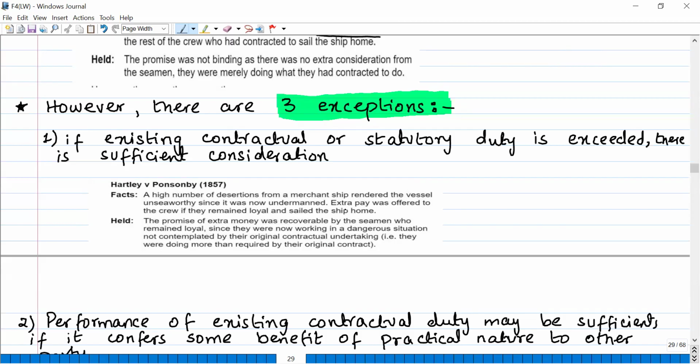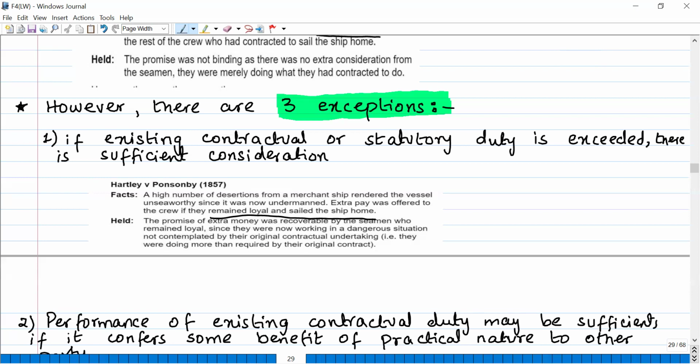The captain of the ship promised extra pay to the crew who remained loyal and sailed the ship home. A high number of the staff left the ship, and they said, we are not going to sail the ship home. Those who remained on the ship, the captain promised them, I will pay you an extra amount if you remain loyal to me and help me sail the ship to our destination. Those who were on the ship helped the captain sail the ship home, and the captain refused, when the ship reached the destination, to pay the extra money to them.